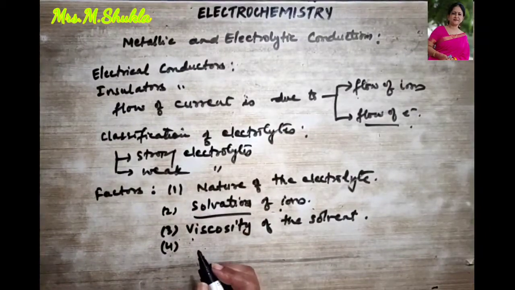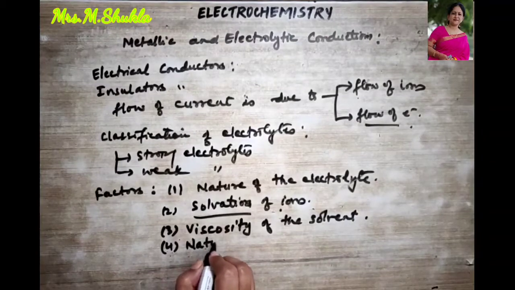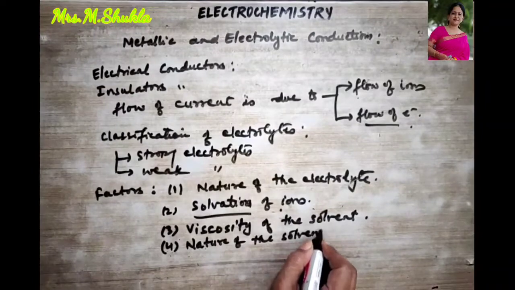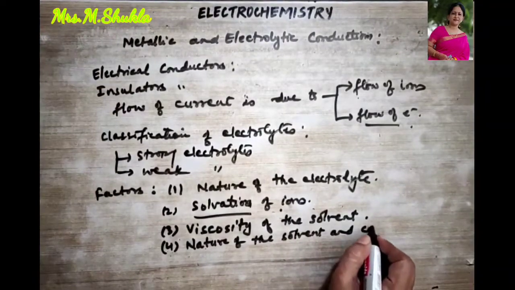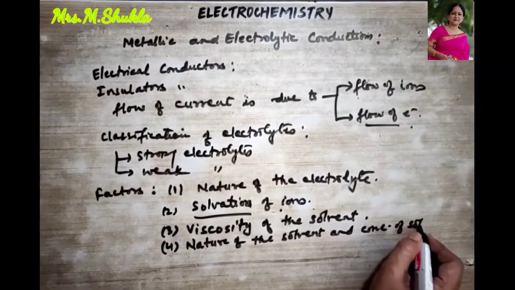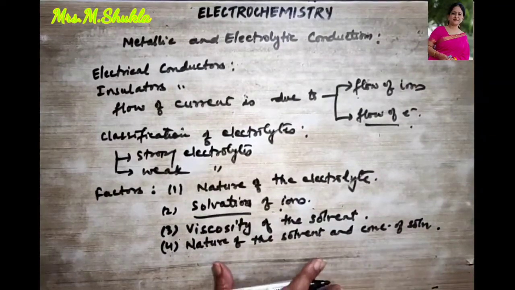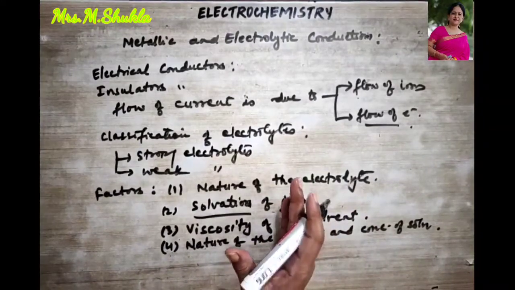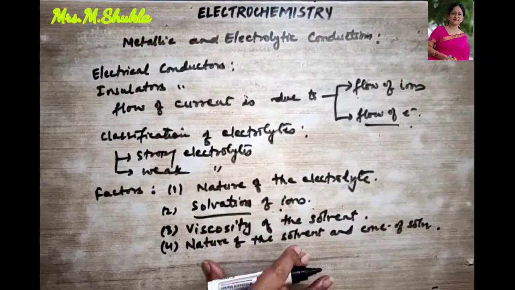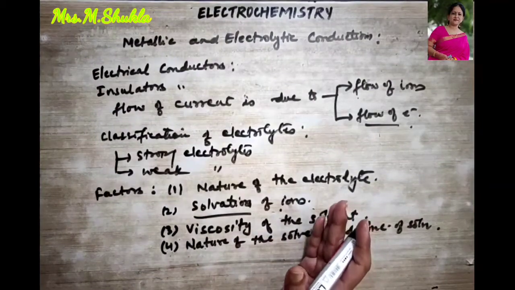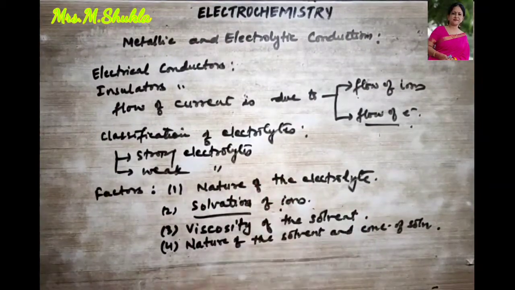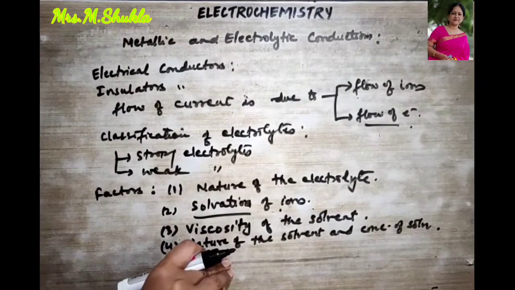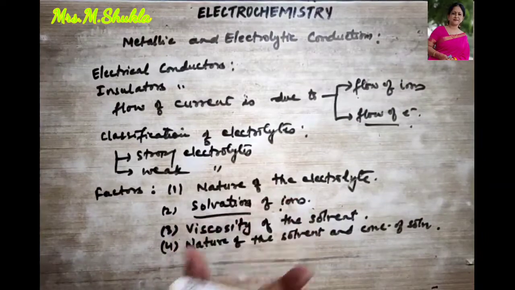Okay, let's talk about the fourth point, that is the nature of the solvent and the concentration of the solution, right? Now remember, over here the polar solvents show greater dissociation of ions. What did I say? Polar solvents show greater dissociation of ions. With higher concentration, there will be less dissociation of the electrolyte into the ions and less current is going to flow.